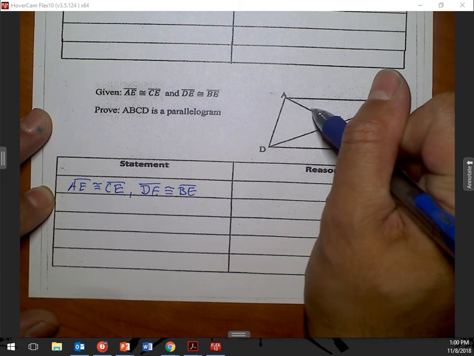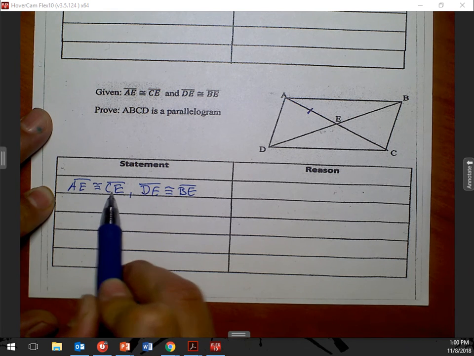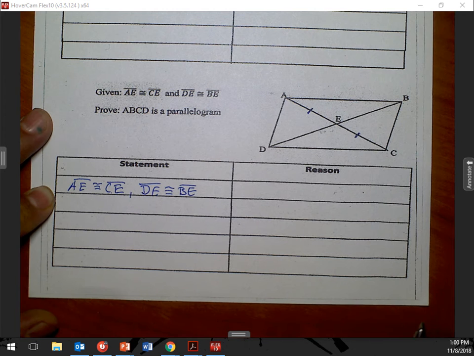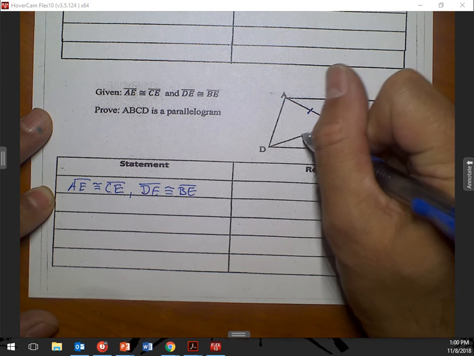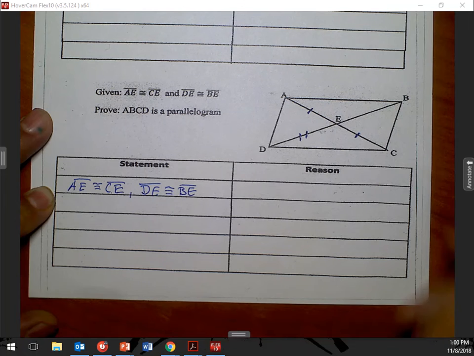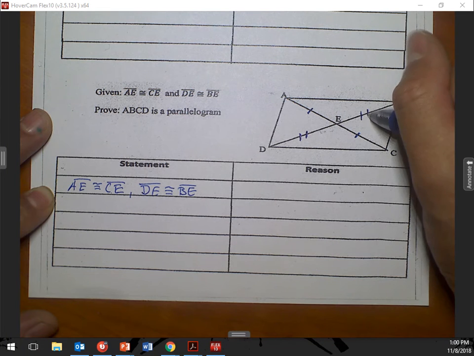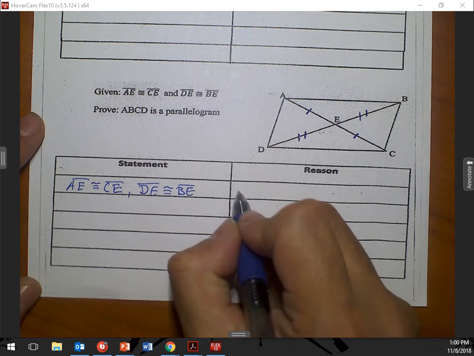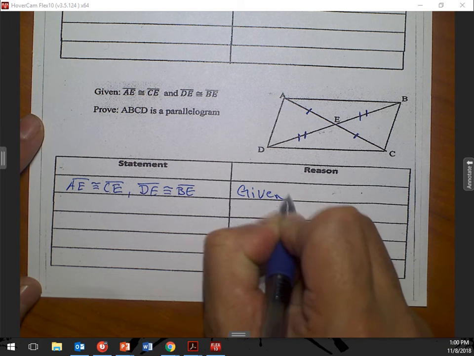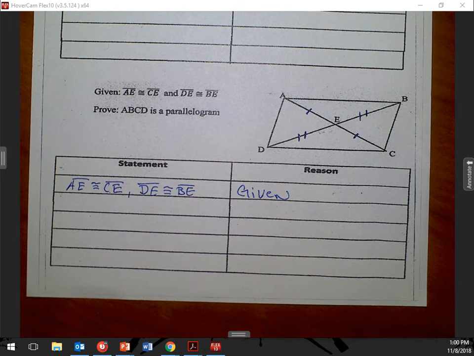So AE, let's mark that one, congruent to CE, and DE. I'm going to put 2 on this one because it's not the same as the other ones. And BE. Given. Is AB and DC congruent too? Not yet. I don't have that yet, because we're proving it's a parallelogram. My last statement is going to be, it's a parallelogram.